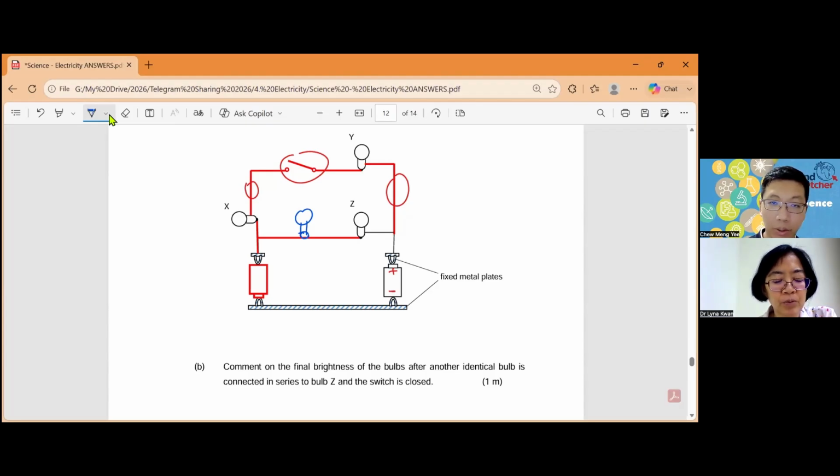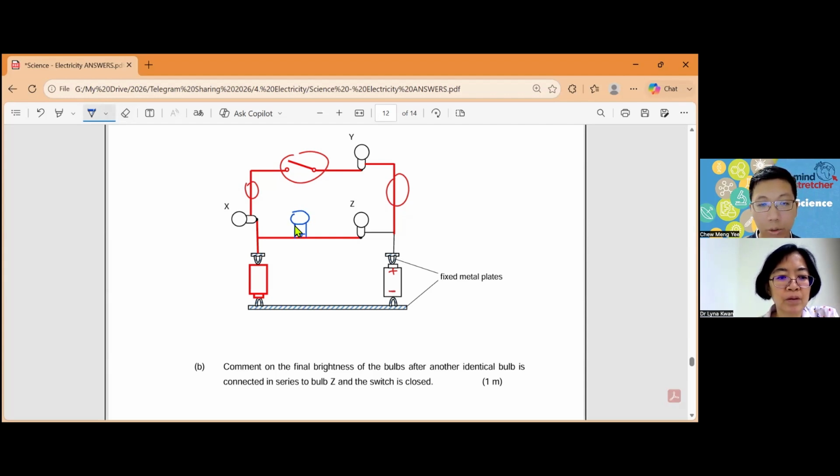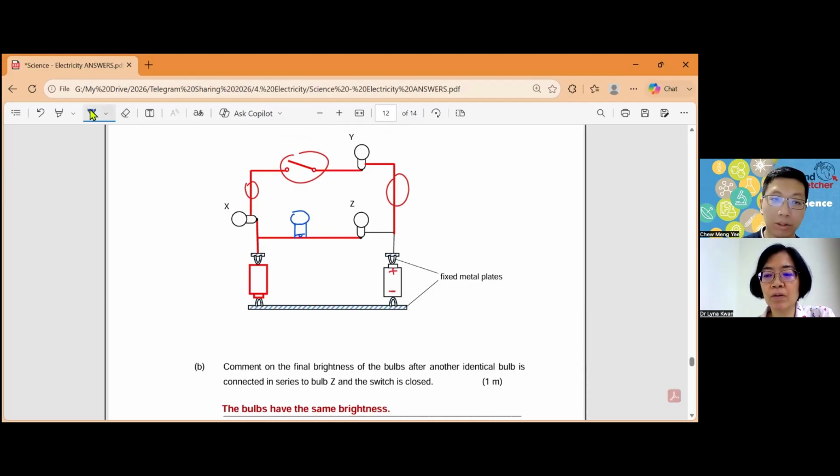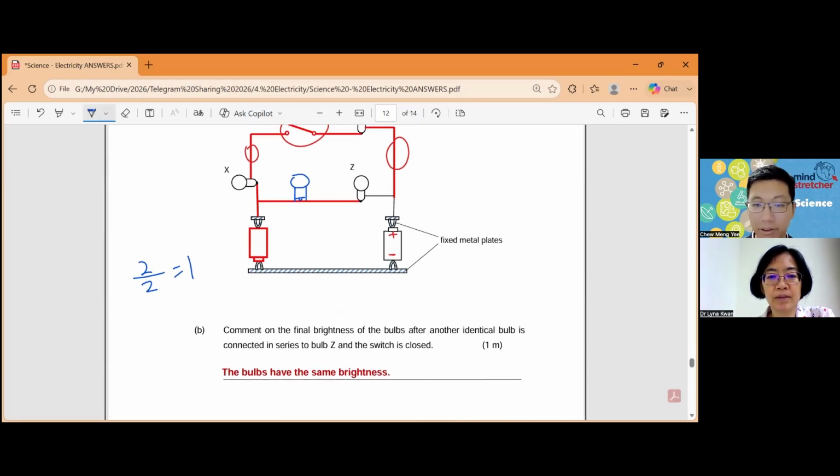Now I have X, Y in one path and this new one with Z in the other path. Okay, let me draw this nicely. All right, so once I've added this, there are two light bulbs in each pathway. Then they should be equally bright, like what some of you said. Because now I have two light bulbs in each pathway. So 2 over 2, all of them will be 1 unit of brightness. Okay?